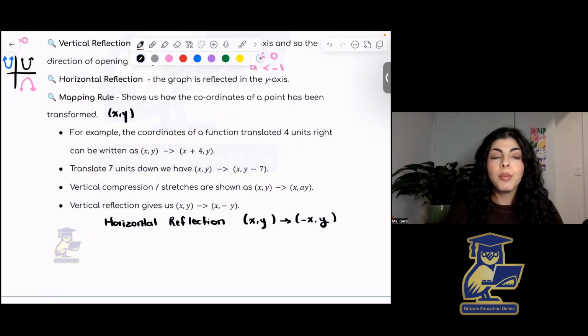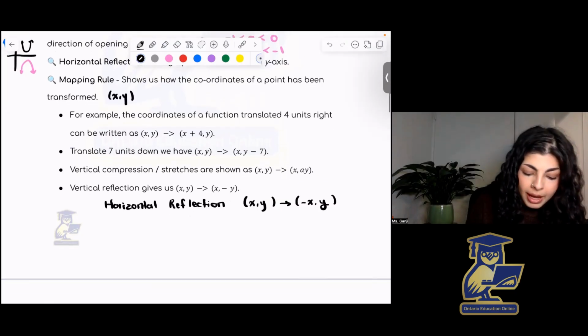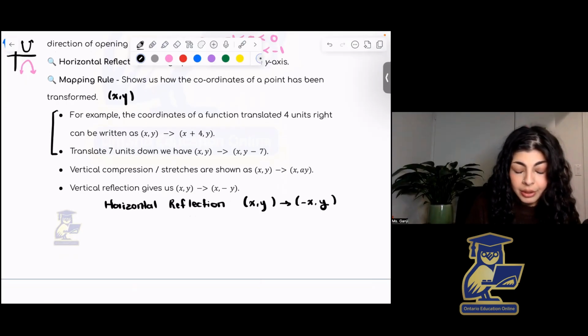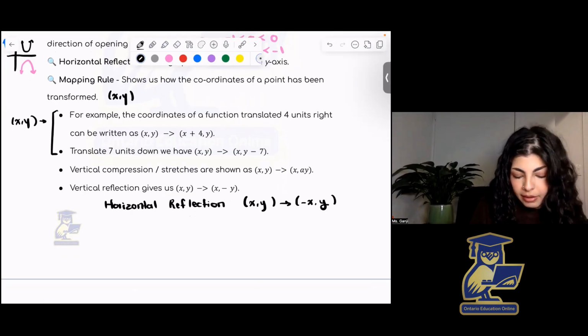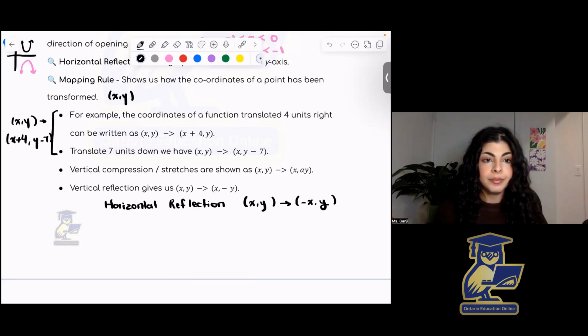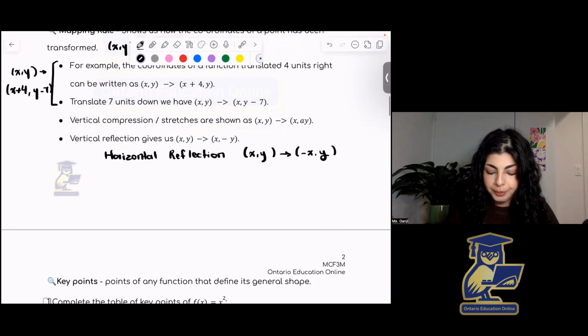And if you have multiple transformations, so a mix of translating, compressions and stretches as well as reflections, these can be shown together as well. You will just have a mixed mapping rule. For example, if we combine these first 2 points, so you are translating 4 units to the right and 7 units down, then our mapping rule (x, y), try to keep it in the same line. I'm just writing this for space, but we'll have x plus 4 and y minus 7. And as well, if you have the scale factors and the vertical reflections, that will be represented there as well.